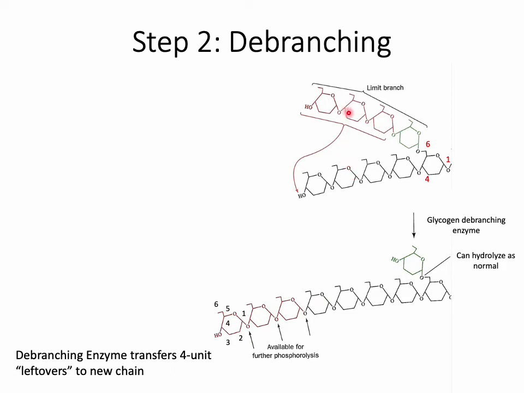Note that our debranching enzyme can cleave 1,4-glycosidic linkages. However, it is unable to cleave this 1,6-glycosidic linkage at the branch point. As a result, the debranching enzyme has to leave a single glucose with its 1,6 linkage. This 1,6 linkage can, however, be hydrolyzed as normal using other enzymes to just give us free glucose. And again, further details of this are available in the scan notes on Moodle.